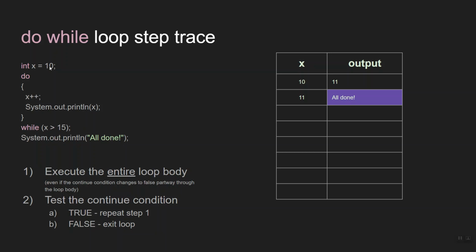So you see, in the beginning, 10 was never greater than 15. x was never greater than 15, yet it still ran the code body at least one time. If this had evaluated as true, it would have continued to keep running again.